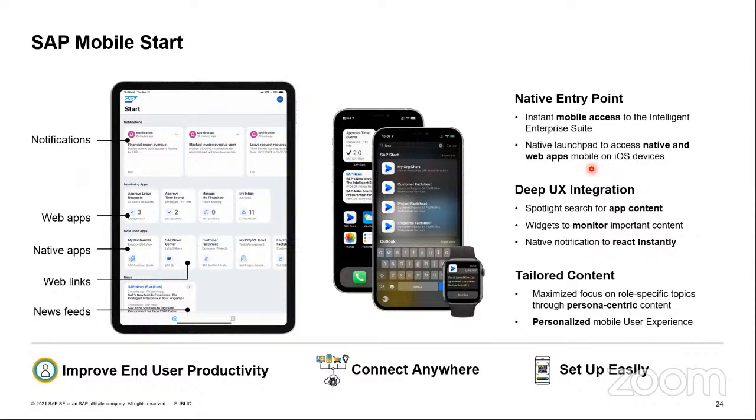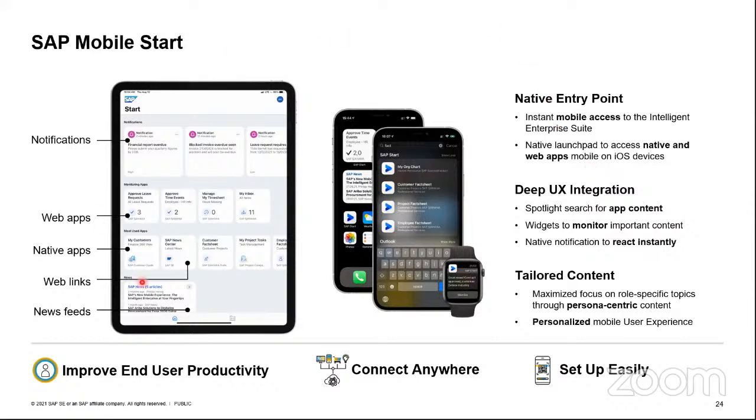It allows you to search for app content. You can have widgets. None of this was available with just the standard Fiori Launchpad, right? So you can have widgets to monitor important content. You can get native notifications, okay? And you can tailor it, so maximized focus on role-specific topics, and you can personalize it.